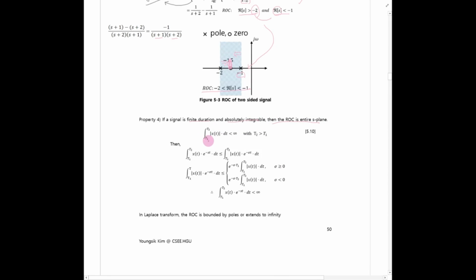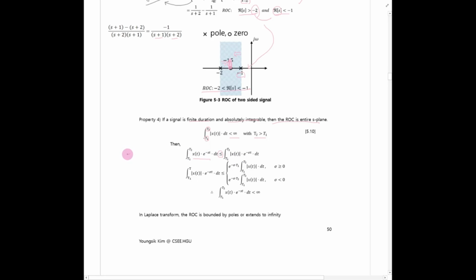It means both T1 and T2 are not infinity. It is a finite duration, meaning a finite time. The signal has finite duration, and I assume that T2 is greater than T1, and take the integration, and the integrated value is finite. Then the region of convergence is the entire S-plane. Here it shows the Laplace transform of xt. xt is defined over T1 to T2, so we need to take the integration only over these regions. But this inequality is always satisfied if you take the absolute value, the magnitude of xt.